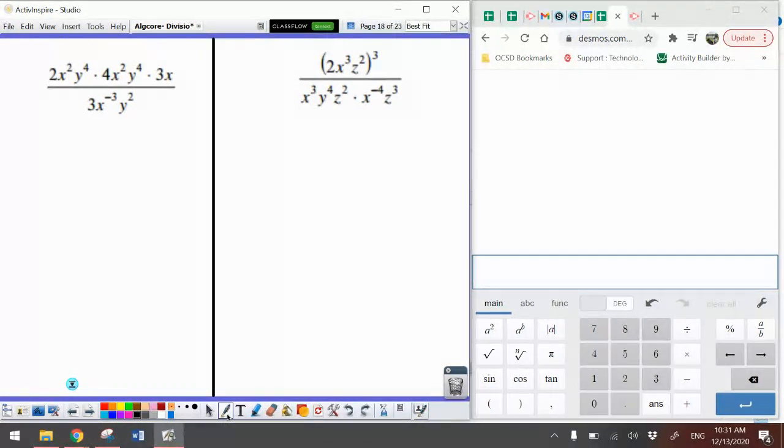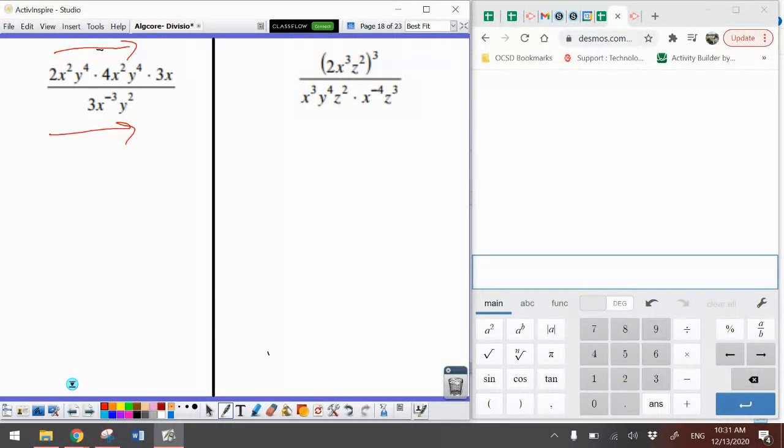Let's take a look at the first one. The first thing I see is that I have lots of numbers and variables, so we're going to simplify as much as we can before we do anything else. We're going to go across the top, across the bottom, simplify down as simple as we can make it, so we only have one number on top, one of each variable, and the same thing on the bottom. And then we're going to deal with negatives and the quotient rule.